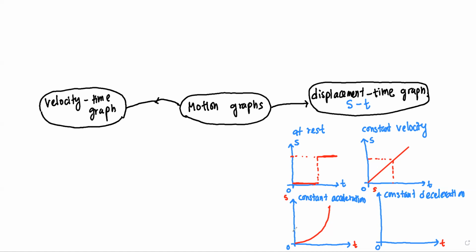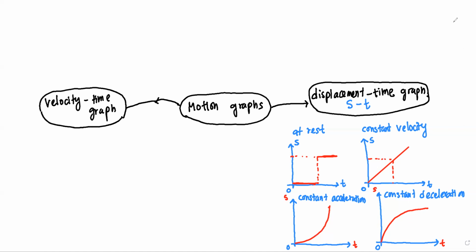So a constant acceleration is represented by an increasing curve line. And constant deceleration means it's a decreasing curve line like this, decreasing curve line. So both of them are curve graphs because why? The rate of displacement increase also changes. So these are the four basic shapes that we get to draw in displacement-time graphs.